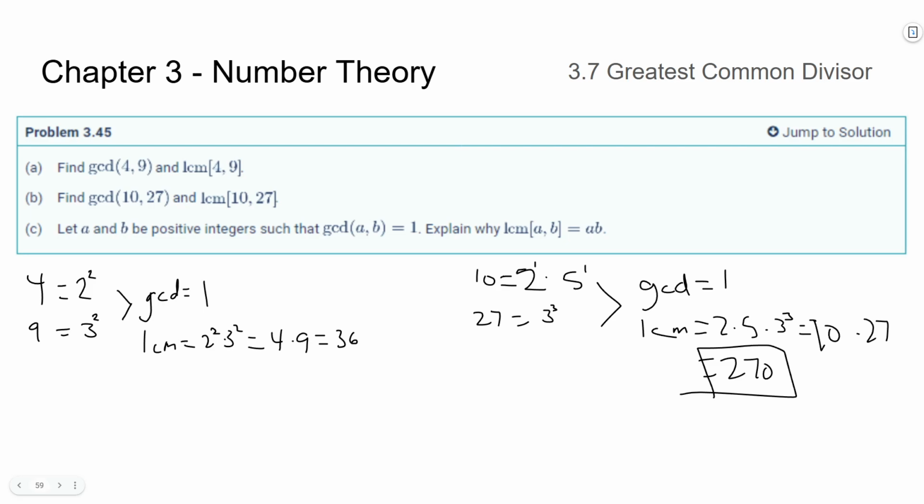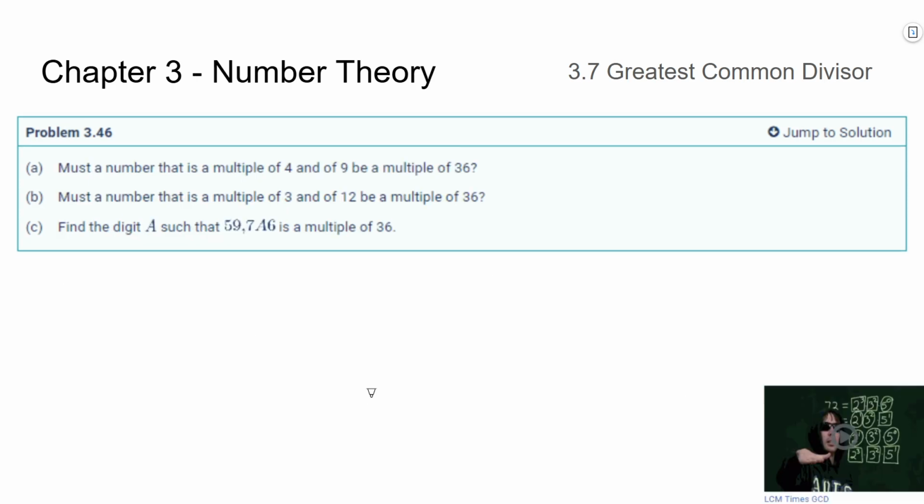Let me see if I said that right. Okay, if A and B are relatively prime, then their prime factorizations cannot share any prime factors. So the prime factorization of LCM of A and B is the product of the prime factorizations of A and B. This means that LCM of A and B is equal to A times B. Yeah, I'll come back to this if I have a better explanation. Hopefully that made sense. If it didn't, let me know, and I'll re-explain that in a better way.